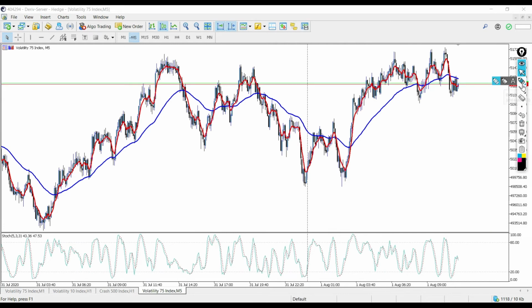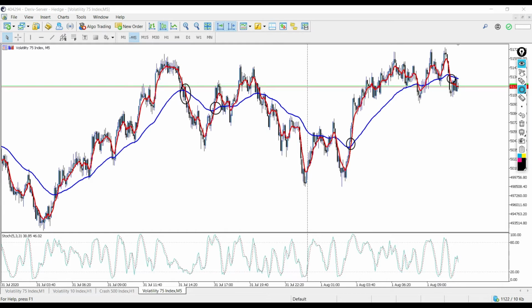Whenever there's a cross, that's why I was highlighting those places. Whenever there's a cross like this, the market has to go down. Whenever there's a cross like that, the market has to go up. Whenever there's a cross like this, the market has to go up, right? Whenever there's a cross like now, the market has to go down. That's what we are waiting for.